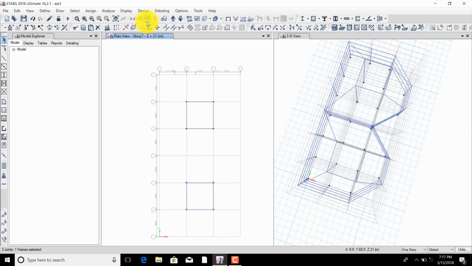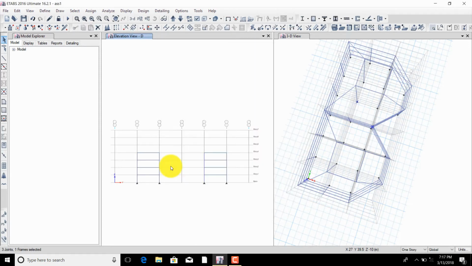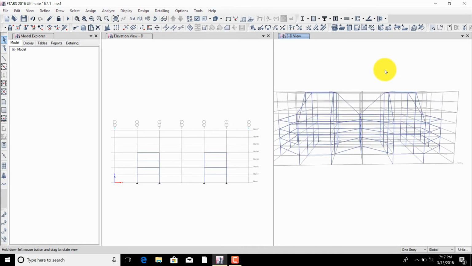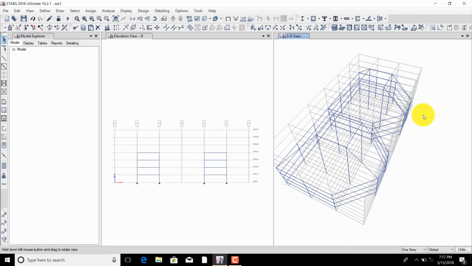Now let's see the elevation so that you get a complete idea of the front view of the structure. This is an elevation of the D section of the entire structure. You can easily compare the elevation with its 3D structure.